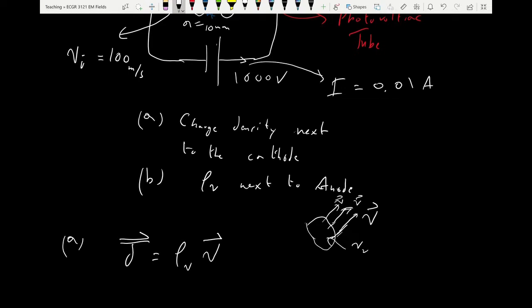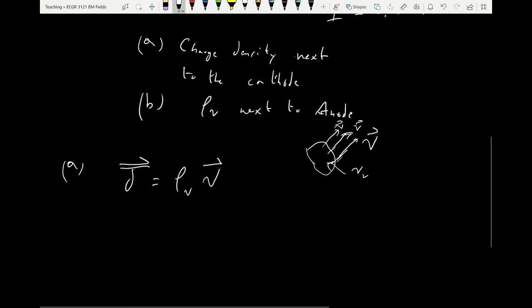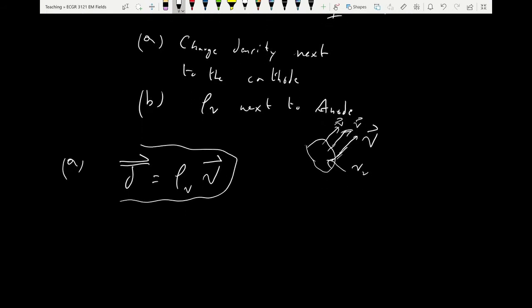The current is the charge times the velocity. If I have more charge with the same velocity, I get more current. If I have the same amount of charge with more velocity, I still get more current, right? So it is the charge times the velocity. This is in vectorial form. In scalar form, it's just J equals rho V, V, right?